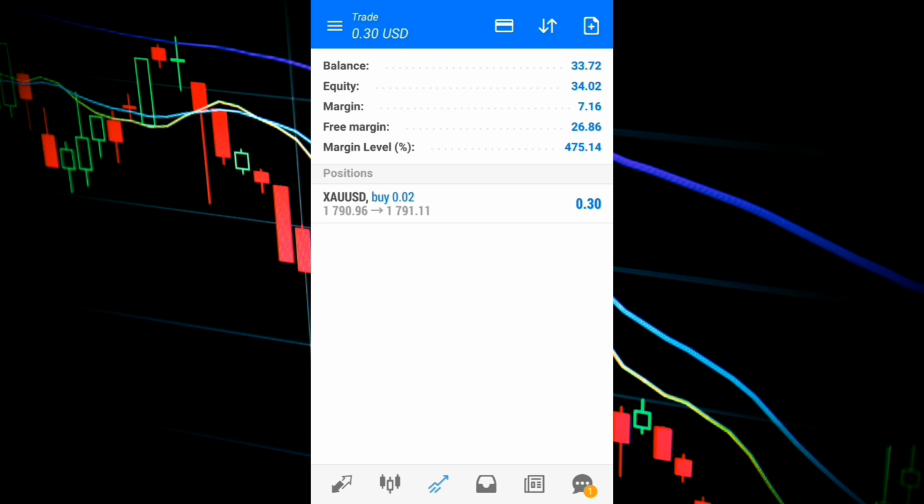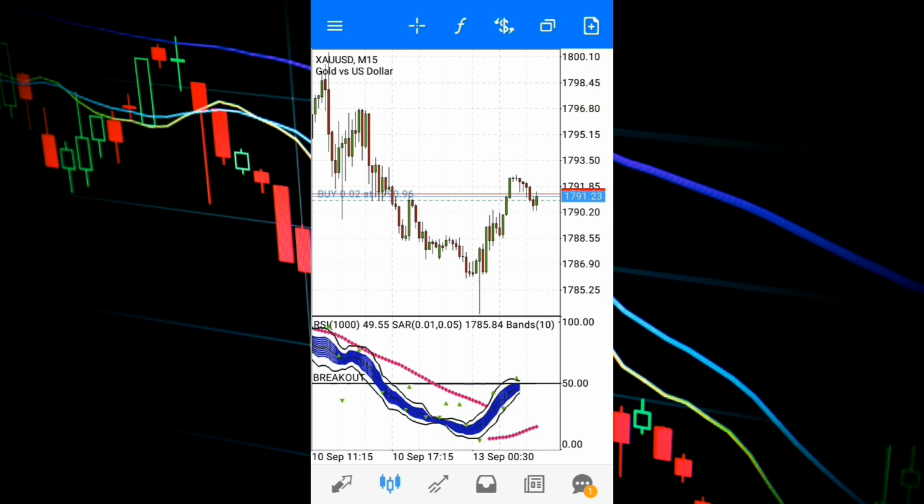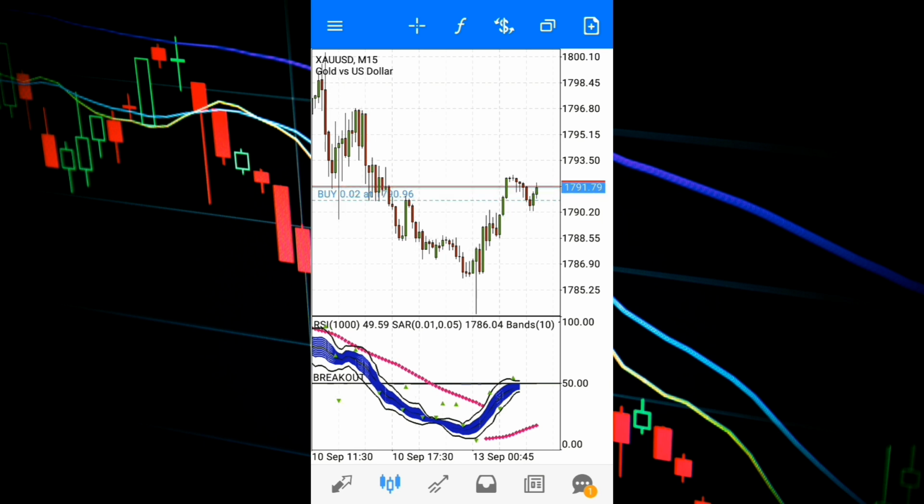What you are seeing on the screen right now is the first trade that I took last week on 13th of September. On observing the screen, I'm sure that you can see that I took this trade mainly because the indicators were already showing me buy signals to take.